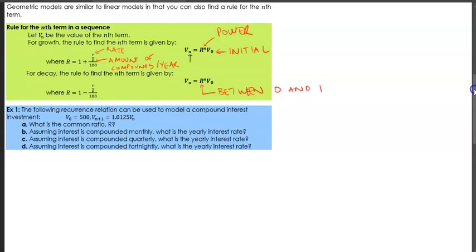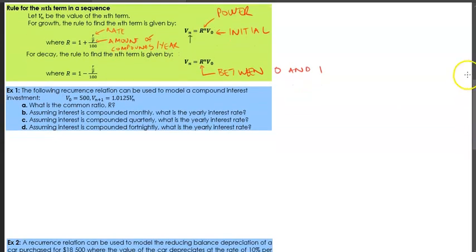So look at this example here. The following recurrence relation can be used to model a compound interest investment, where the initial amount v of 0 is $500, and to get the next term v of n plus 1, it's equal to 1.0125 of v of n. Now this question is a little bit tricky because what it's asking for and what formulas you have to use, it's not too easy to place the two, and you'll see this in a second.